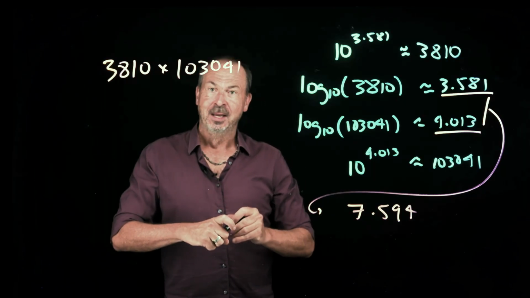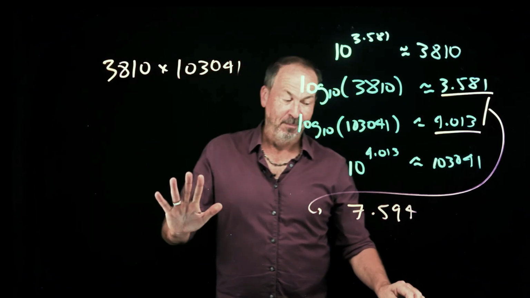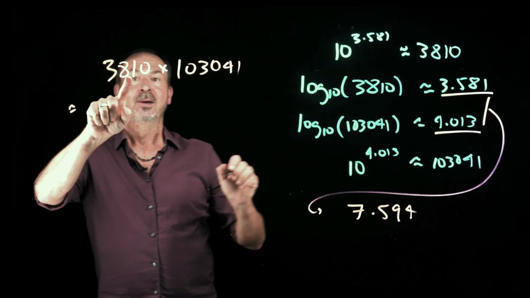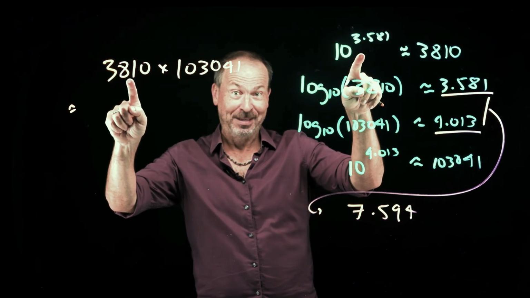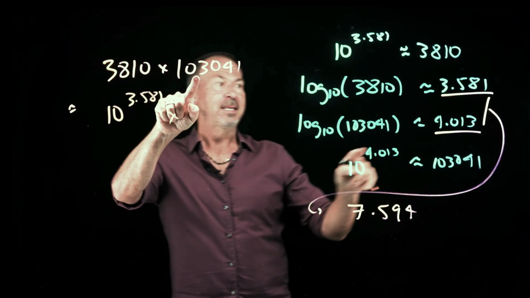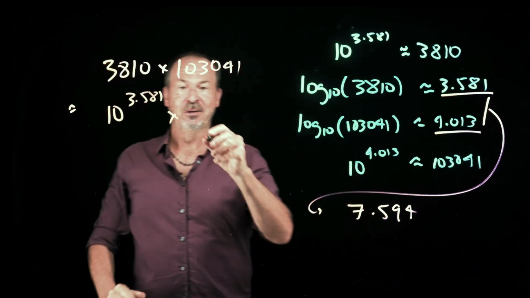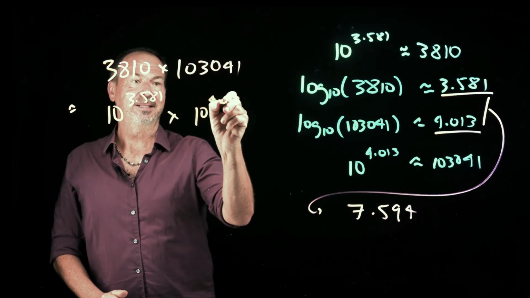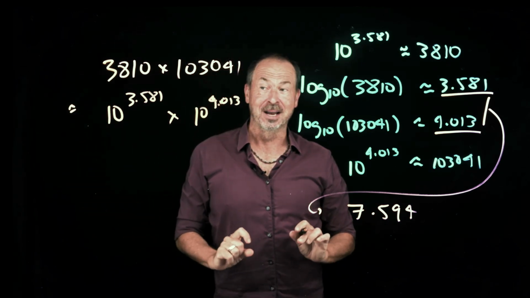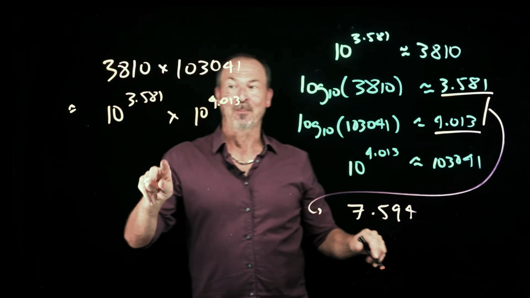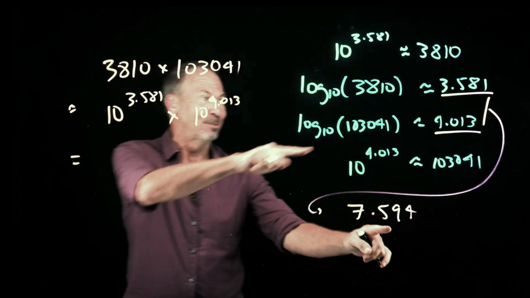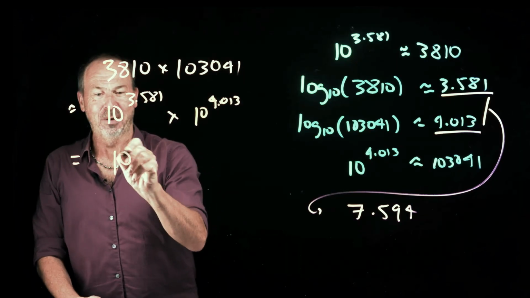All right. From a modern day perspective, now that we know that logarithms are really just powers in disguise, we could say 3810 is really this power of 10 in disguise, 10 to the 3.581, times this number, which is really 10 to the 4.013 in disguise. We realize these are just powers in disguise. Oh, but I know an exponent rule. 10 to one power times 10 to another power, you just add the exponents. There it is. We're adding these exponents. That's exactly what Napier wanted us to do.